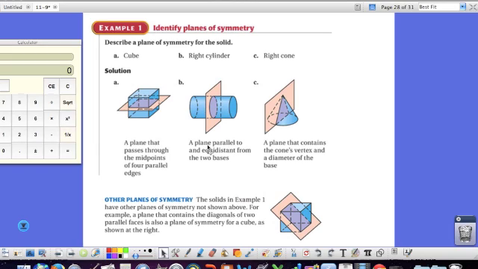A plane of symmetry for a right cylinder is going to be equidistant from the two bases. And for a right cone, it's a plane that contains the cone's vertex and a diameter of the base, so multiple planes there. Other planes of symmetry in solids in example 1 that have other planes of symmetry not shown above. For example, a plane that contains the diagonals of two parallel faces is also a plane of symmetry for a cube, as shown at right.